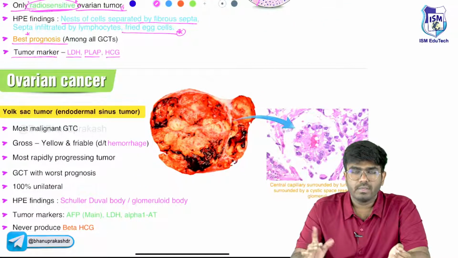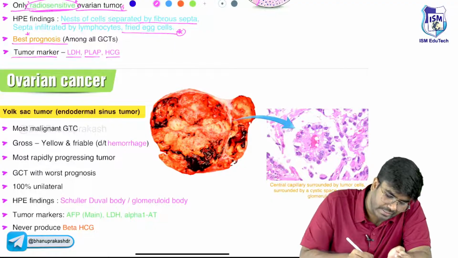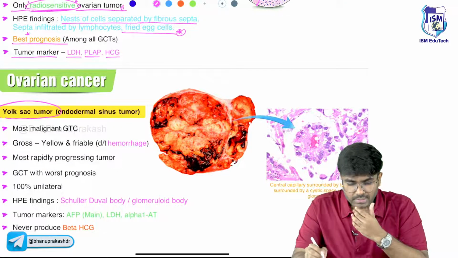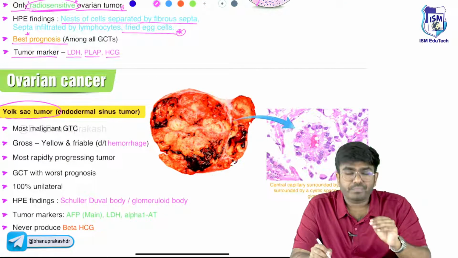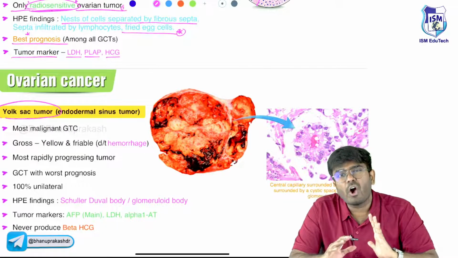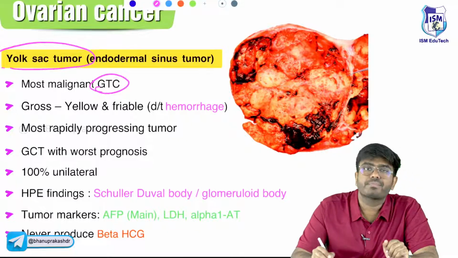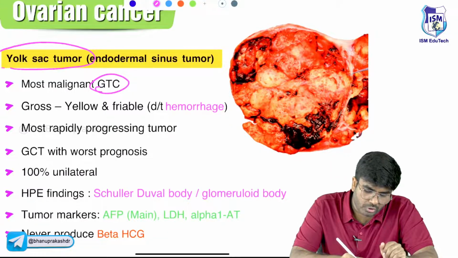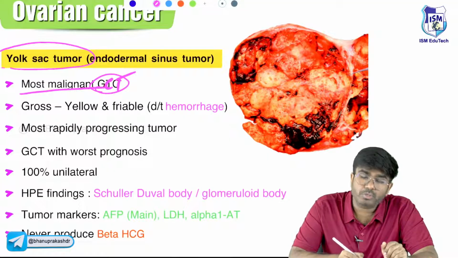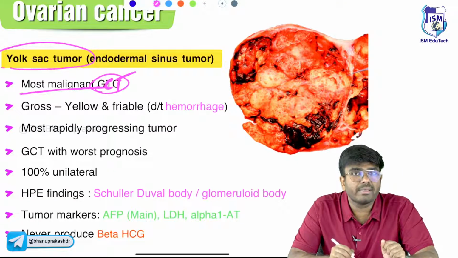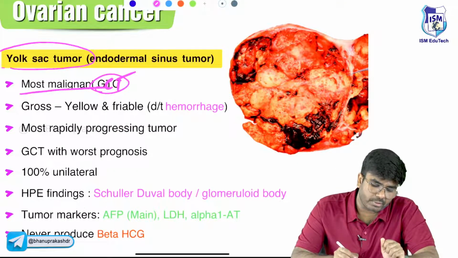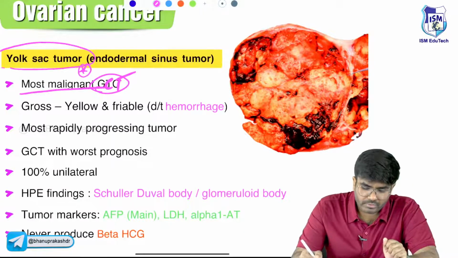So done. The next tumor that I am going to discuss here is the yolk sac tumor. What are the important points you have to know? It is the most malignant of all, the worst fellow. The most malignant germ cell tumor is this yolk sac tumor. How is it going to look?